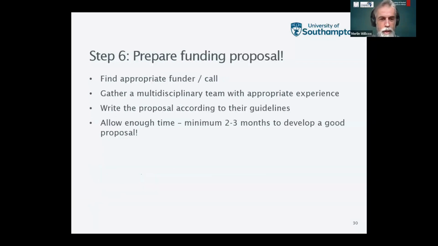And then once you've done all of that, prepare your funding proposal. You need to find an appropriate funder or call, get a multidisciplinary team together with the appropriate experience, write the proposal according to the guidelines. And the main thing is allow enough time. It takes a long time. And it's funny how often people contact me saying, well, would you be interested in taking part in this? The deadline is next week. And 1 week is just not enough time. You need plenty of time to develop a good proposal.